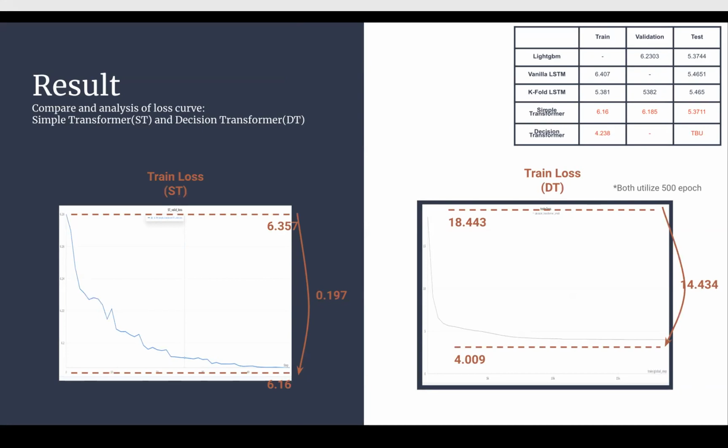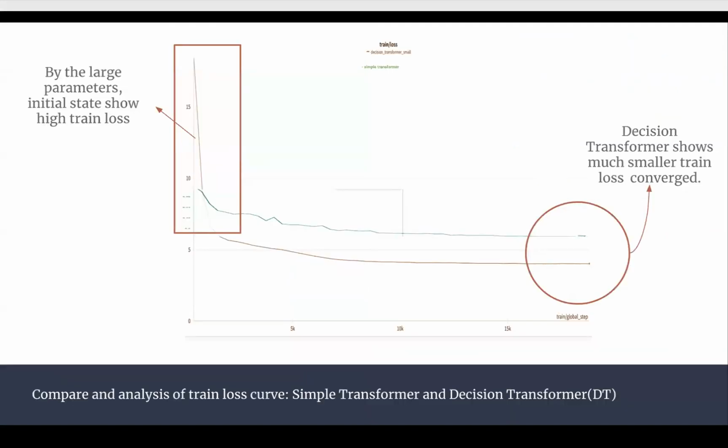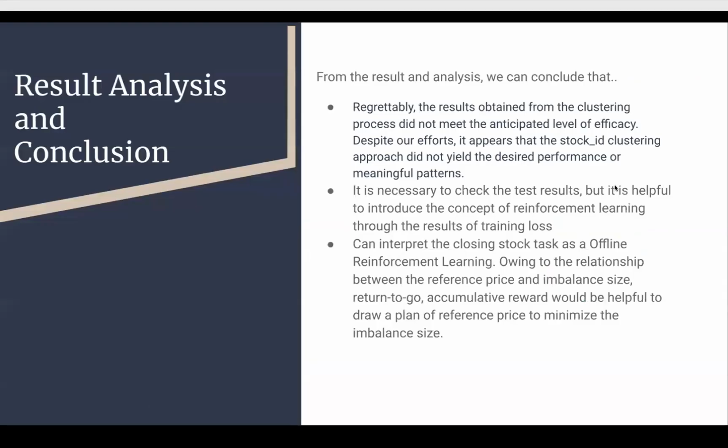Our training accuracy results are shown in the graph. The simple transformer and decision transformer models underwent training for 500 epochs each. The decision transformer model outperformed the simple transformer, scoring around 4, which showed that this model is capable of learning intricate patterns and capturing complex relationships within the data. In the model accuracy comparison graph, the initial stage shows a high train loss owing to the large number of parameters in the decision transformer, but a much smaller train loss converges at the end.